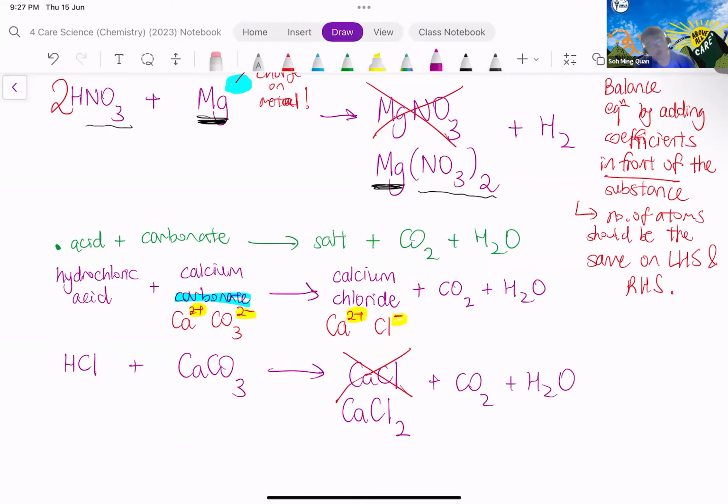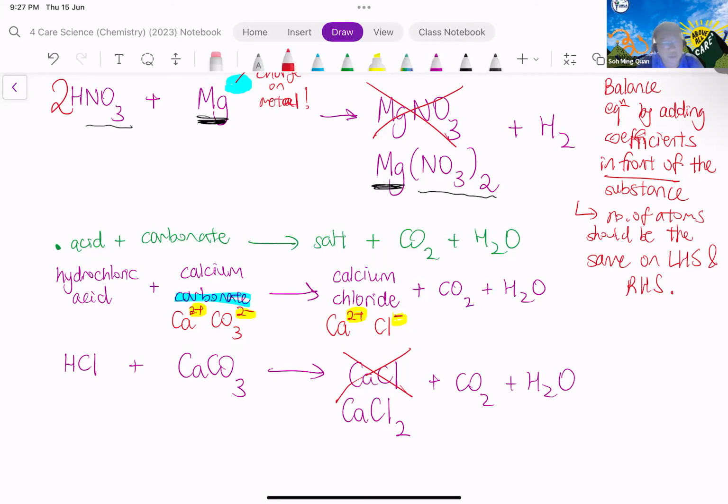And with that, you have written the formula correctly. And this will get you 1 mark already. Conversely, if you had rushed into doing it and written CaCl, you would have gotten 0 marks. So please make it a point to write the charges.